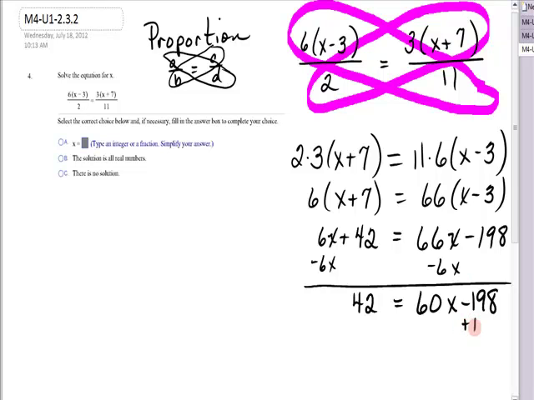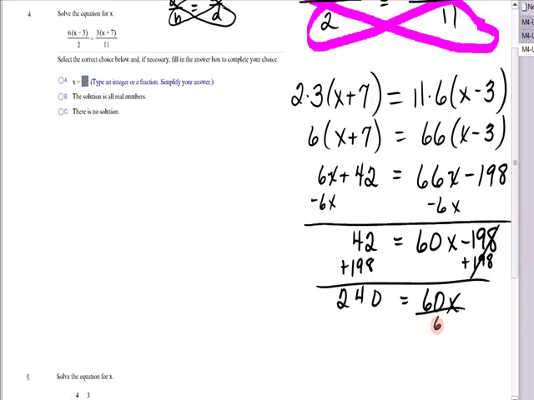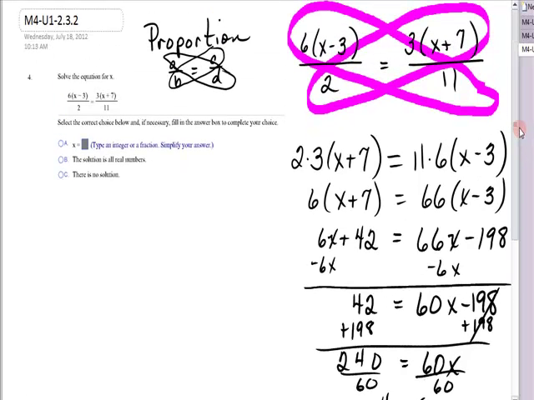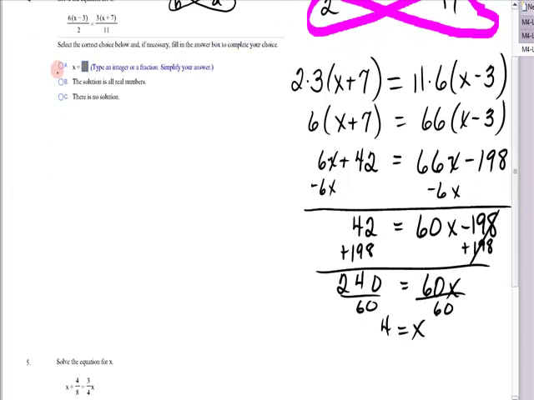I'm going to add 198 to both sides to get my variable by itself. That's gone. I have 60x is equal to, that's 10, carry the 1, 14, 240. Well, this is working out pretty nice. Divide by 60. 4 is equal to x. Remember, you can do the shortcut of cross products only when you're looking at a proportion. So I would choose A, and I would have typed in a 4.